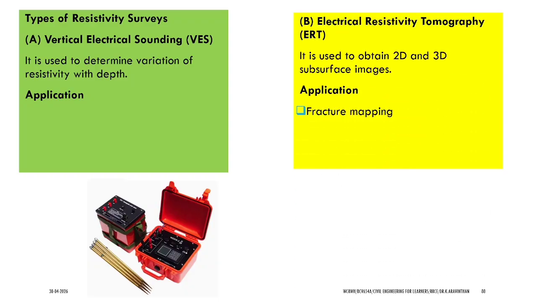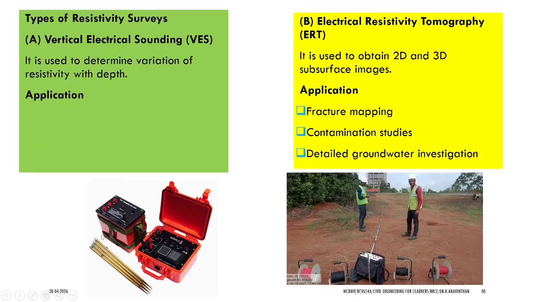Next thing is, if you want to get 2-dimension or 3-dimension, you can use electrical resistivity tomography. This gives only one-dimensional. This is an example of vertical electrical soundings. Here you can see four probes. Two are used to send the electricity, two are used to measure. By this connection, this is a battery. So from here the power source is there, and this is electrical resistivity tomography.